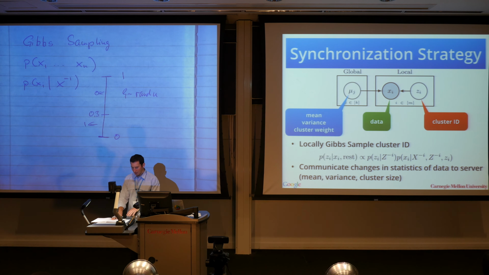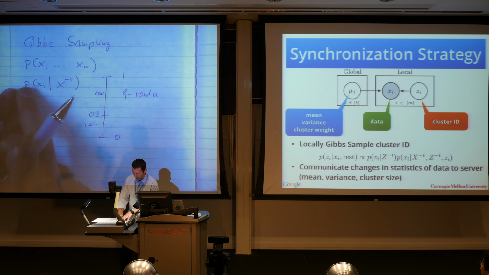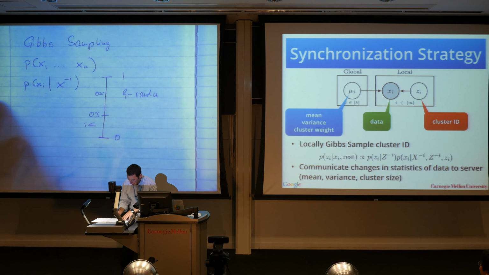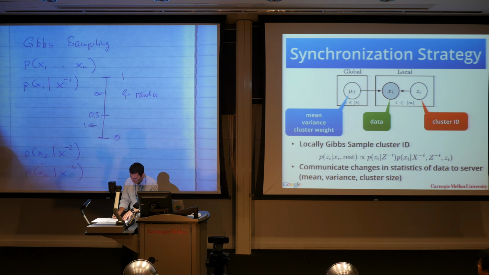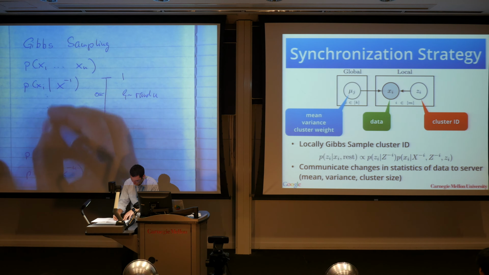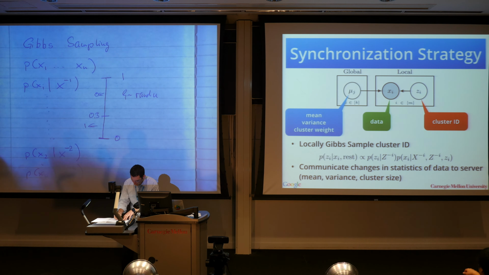Okay. Now, I can do the same thing here, maybe for x1. And I keep everything else fixed. Then I go on and draw P of x2 given x minus 2. So I've just updated this. And I do that up to P of xn given x minus n. And then I repeat this.